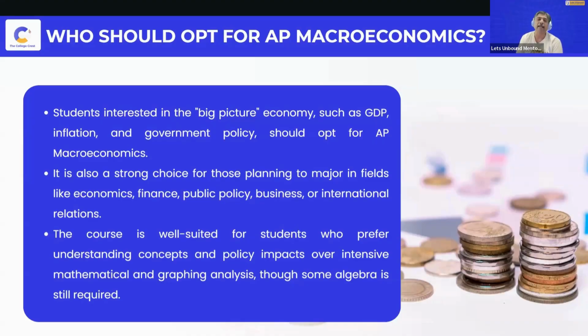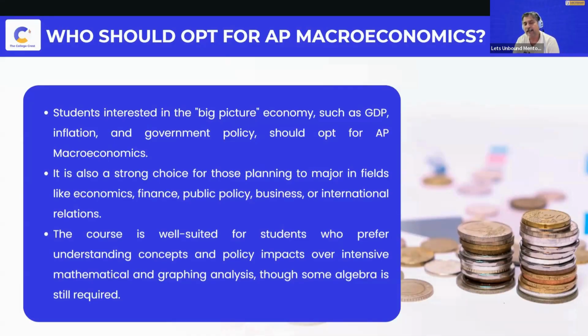Students interested in the big picture economy, like the GDP, inflation, and government policy, should opt for the AP Macroeconomics course. It is also a strong choice for people who are planning to major in fields like economics, finance, public policy, business, or international relations, international economics as well. This course is very well suited for students who prefer understanding concepts and policy impacts over intensive mathematical and graphing analysis, which is your AP Microeconomics part.